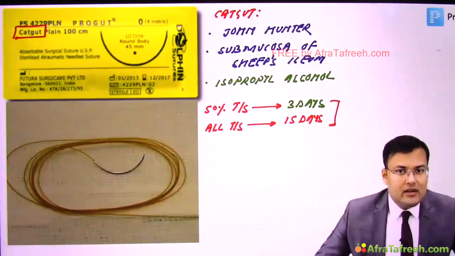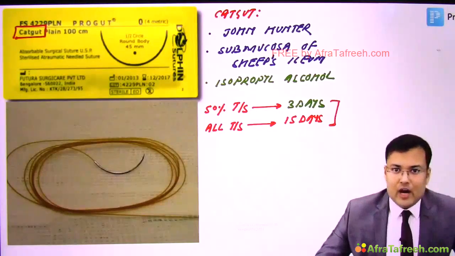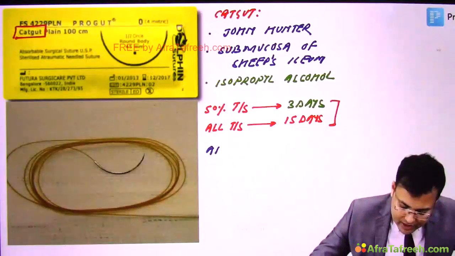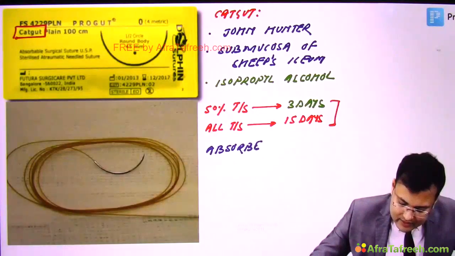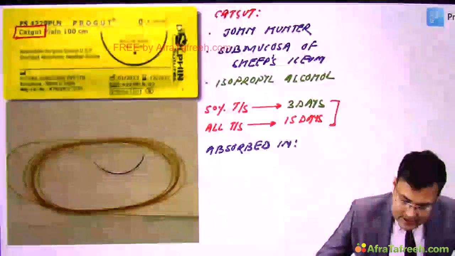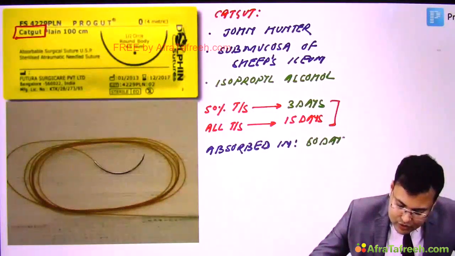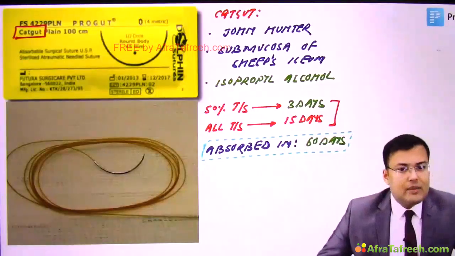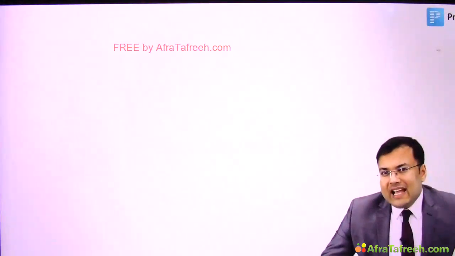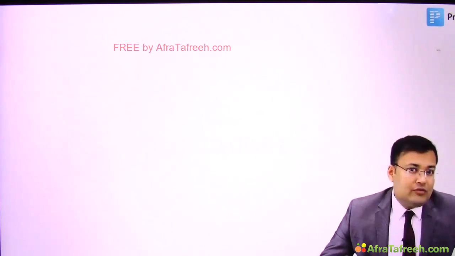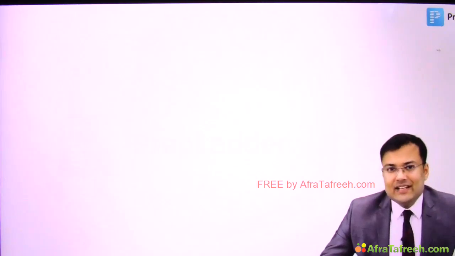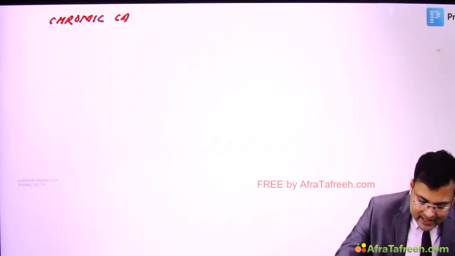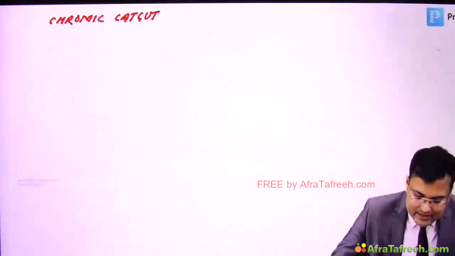Now see the twist. The suture is absorbed in how many days? 60 days. So if the question asks, the suture is absorbed in how many days, it is absorbed in 60 days. And this is the question which is most commonly asked, that in how many days catgut is absorbed. So it is absorbed in 60 days. Now see, whenever this catgut is tanned with chromium salt to improve the handling of the suture and to resist degradation, this catgut is known as chromic catgut. Okay, chromic catgut. Clear?